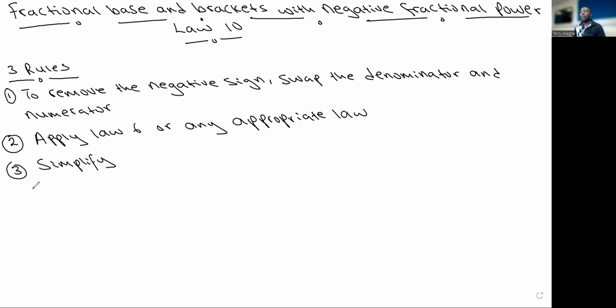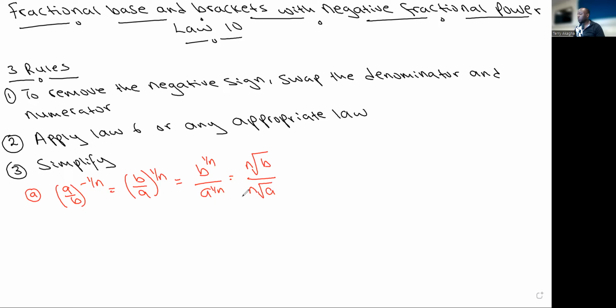So if, for instance, you have a over b raised to the power minus 1 over n, in order to remove the negative sign, we're going to flip this. It's going to be b over a, 1 over n. Then we apply law 5. You open the bracket, it will be b^(1/n) divided by a^(1/n). And this is the same thing as saying, by law 5, the nth root of b divided by the nth root of a.